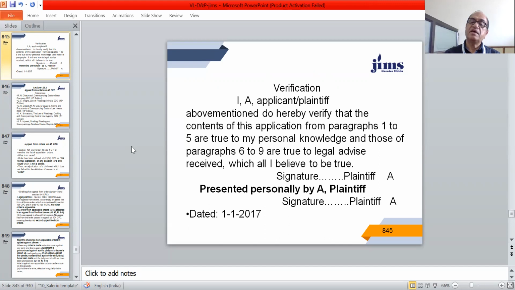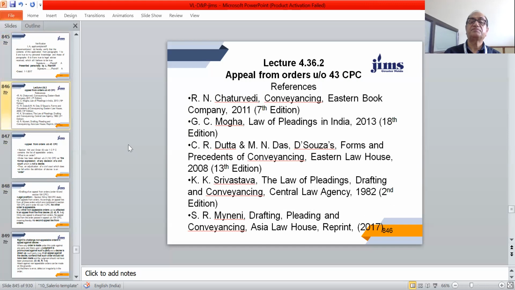After verification, again, the signatures of plaintiff A are required. And it is to be mentioned and drafted here that presented personally by A plaintiff. Again, signature of plaintiff A are required, and date of presentation is also to be mentioned here as 1/1/2017. Now, next item, dear students, which we are going to learn today, is the drafting of an appeal.